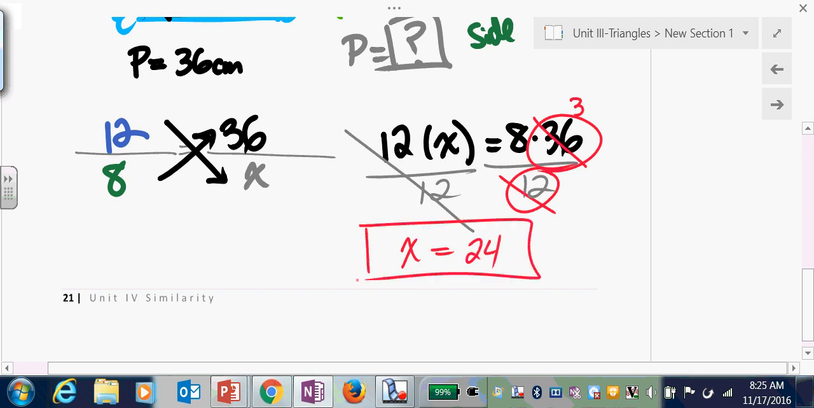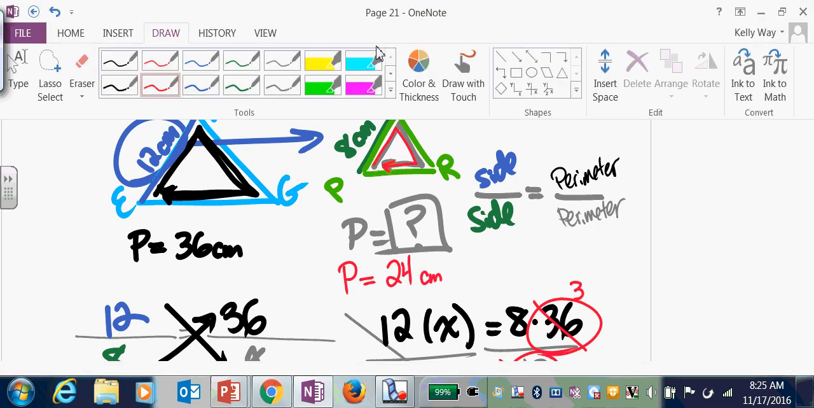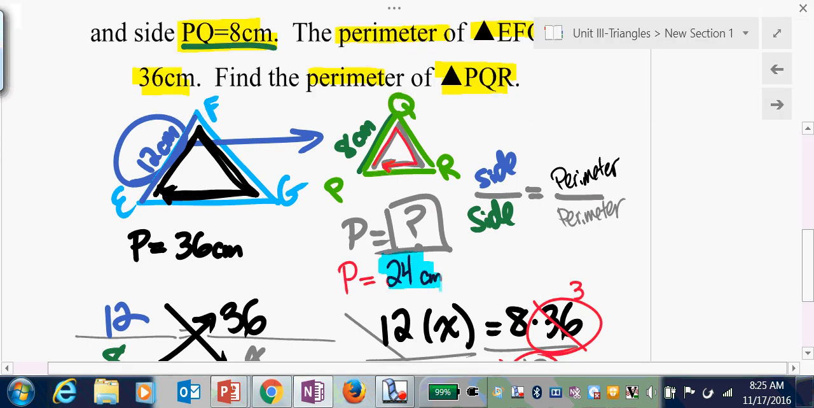Now keep in mind what you just solved for. You just solved for the entire perimeter of that triangle. So its perimeter, it's 24. You got to get those units back, centimeters. If you don't have units, you'll get marked down.